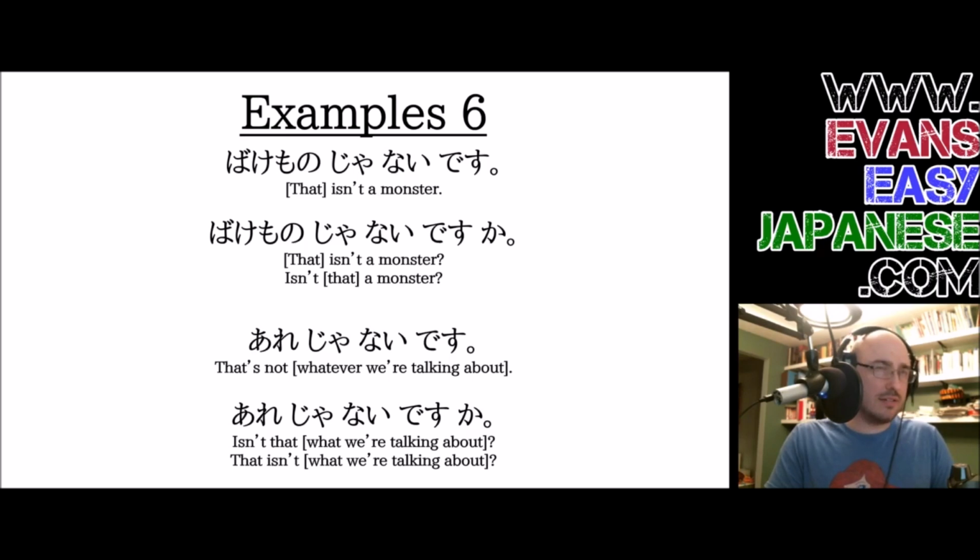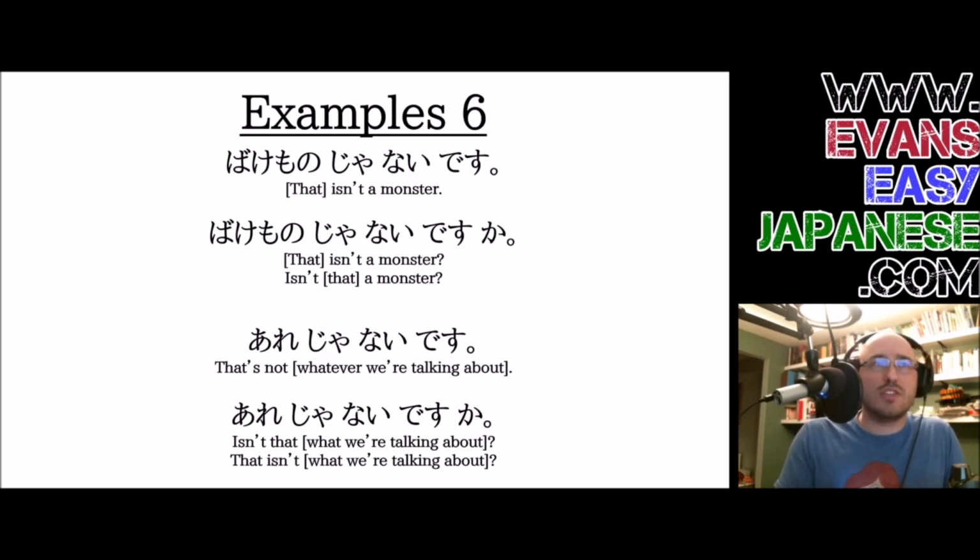Bakemono janai desu ka? Isn't that a monster? Your mama's a monster? Yo, mama so bakemono. Bakemono janai desu ka? That isn't a monster? I could have sworn a walking zombie was a monster. Bakemono janai desu ka? Isn't that a monster? I could have sworn that might have been a monster. Oh, it was your mama, and I shot an arrow at it. Her.